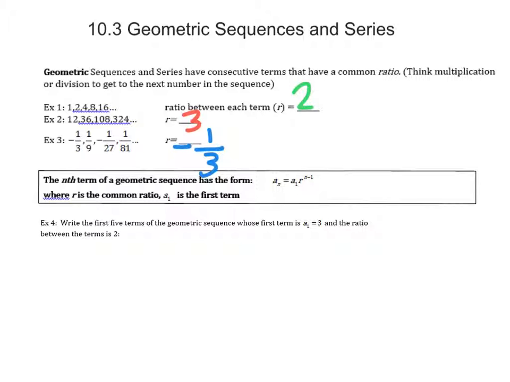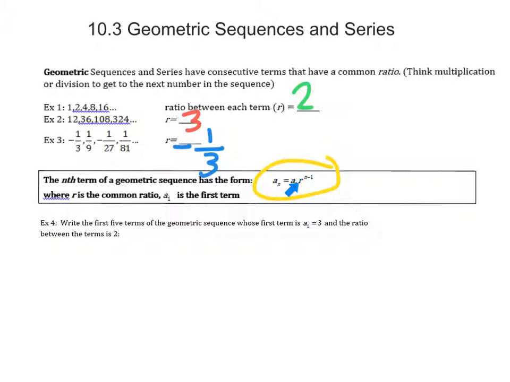Okay. So for my geometric sequence, I have a sub n equals a sub 1 times r raised to the n minus 1. This should look familiar. You did this in Algebra 2 and even in Pre-Cal where we did exponential growth and decay. This is my starting point. This is my ratio raised to the n minus 1. So your a sub 1 is whatever the first term is in that particular sequence.